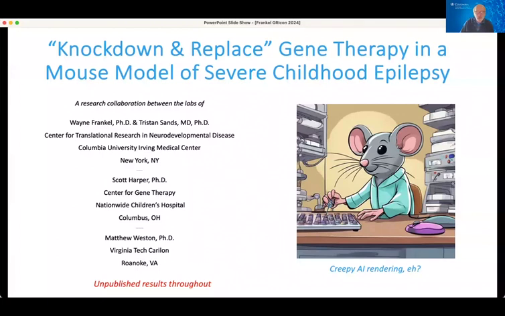It's called knockdown and replace. It's gene therapy in a mouse model of severe childhood epilepsy, very much like a GRIN gene. It's not a GRIN gene, although my colleague Tristan Sands is going to talk about our work on one of the Cure GRIN funded projects on GRIN2A in a later breakout session. So this work is a collaboration between my lab and Tristan's lab at Columbia, Scott Harper, Gene Therapy Center at Nationwide Children's, and Matt Weston at Virginia Tech.